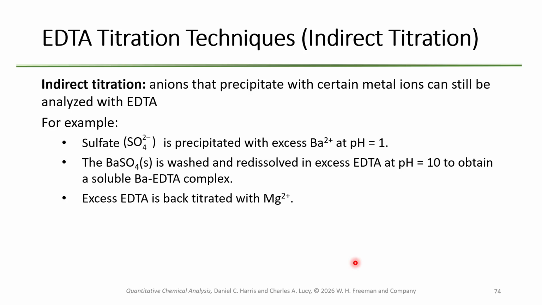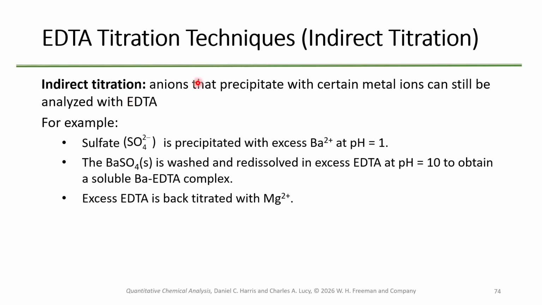All right, so let's look at indirect titration. So this is going to have anions that precipitate with certain metal ions. These can still be analyzed with EDTA. So we have sulfate. This is precipitated with excess barium 2+ at pH 1. The barium sulfate is then going to be washed and redissolved in excess EDTA at pH 10. This will obtain a soluble barium EDTA complex. And so the excess EDTA is then going to be back titrated with magnesium 2+. And so we're going to actually do an indirect titration of the anions using cations that bind them and precipitate them. Okay, so we can isolate them, right?